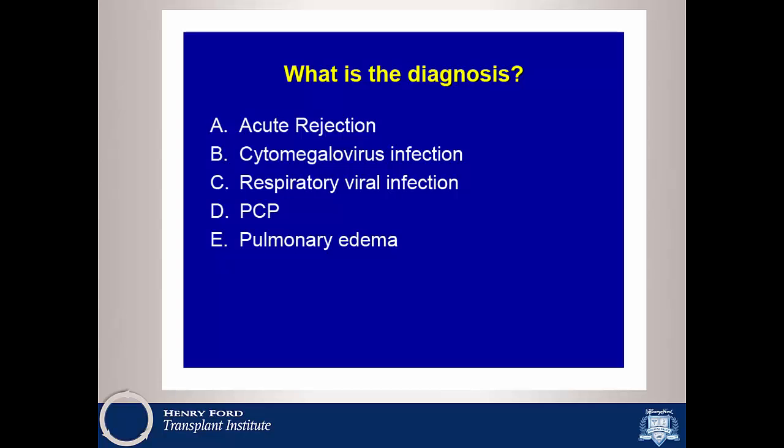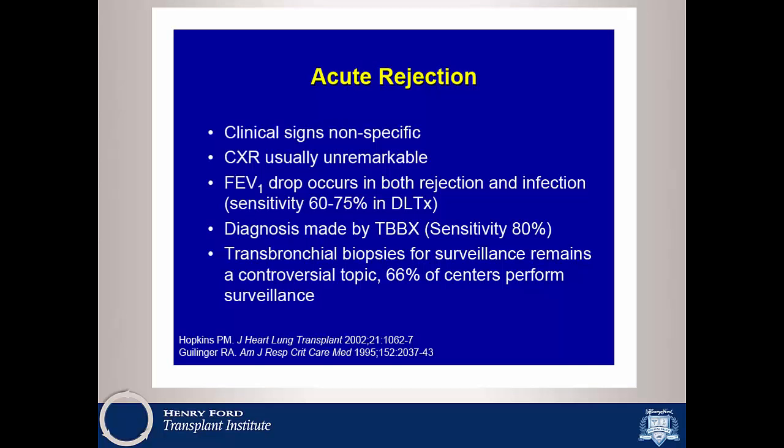So again, what's the diagnosis? And the answer is we don't know until we do the biopsy, and that's why we biopsy people so early. And this did turn out to be acute rejection. So again, the signs are nonspecific. The chest x-ray is usually unremarkable. The FEV1 drop can happen with both infection and rejection. And the diagnosis of acute rejection always requires a transbronchial biopsy.